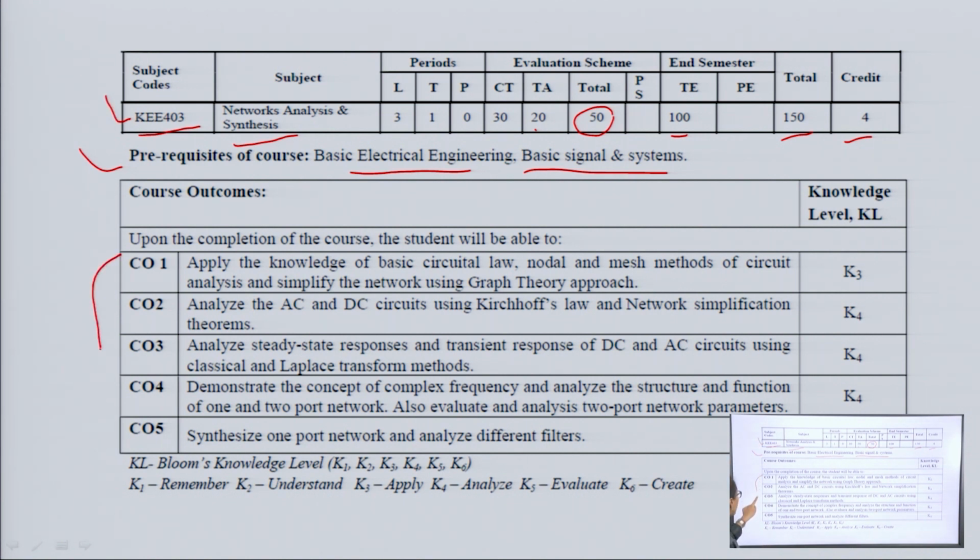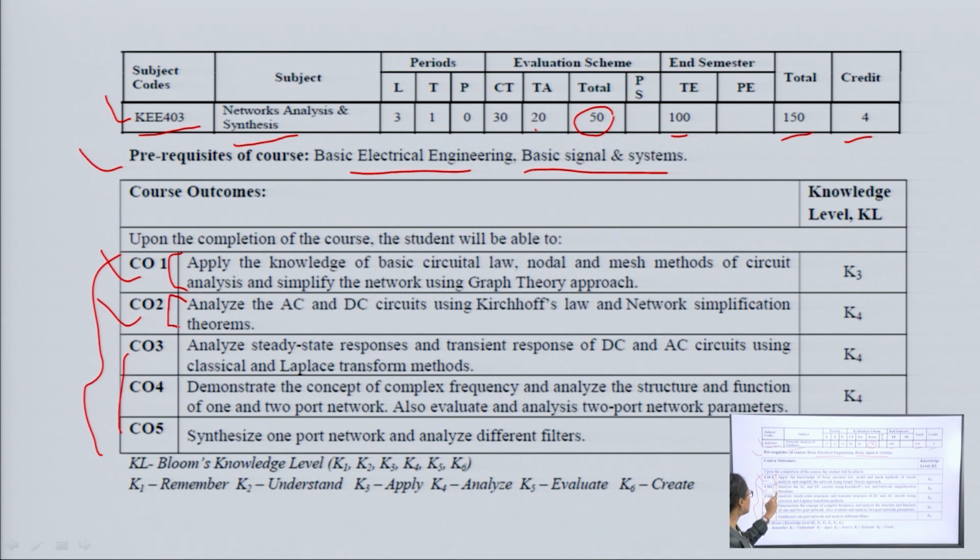These are the 5 COs which are made based on your units, right? So the first CO is for unit 1, the second CO is for unit 2, and similarly all the 5 COs are made based on your units. The first is to apply the knowledge of basic circuit laws, nodal and mesh methods of circuit analysis, and simplify the networks using graph theory. So basically it is the graph theory unit, right?